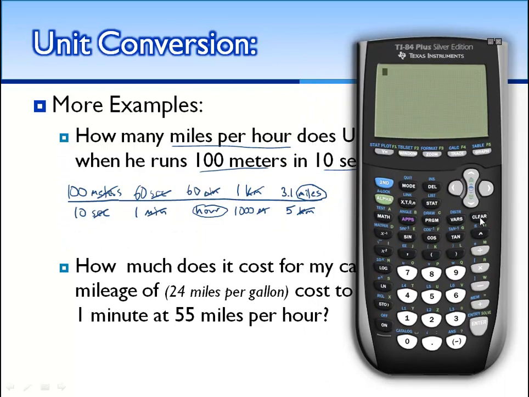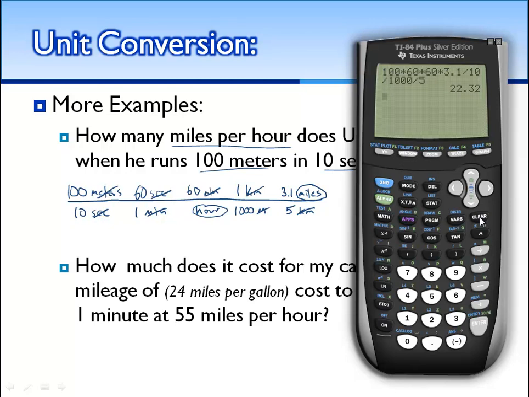And we'll do the numbers on top, 100 times 60 times 60, also times 3.1. And then I'm going to divide by any of the numbers that are on the bottom. So I will divide by 10, divide by 1,000, and divide by 5. And it looks like Usain Bolt runs at an average speed of 22.3 miles per hour. That's awesome.